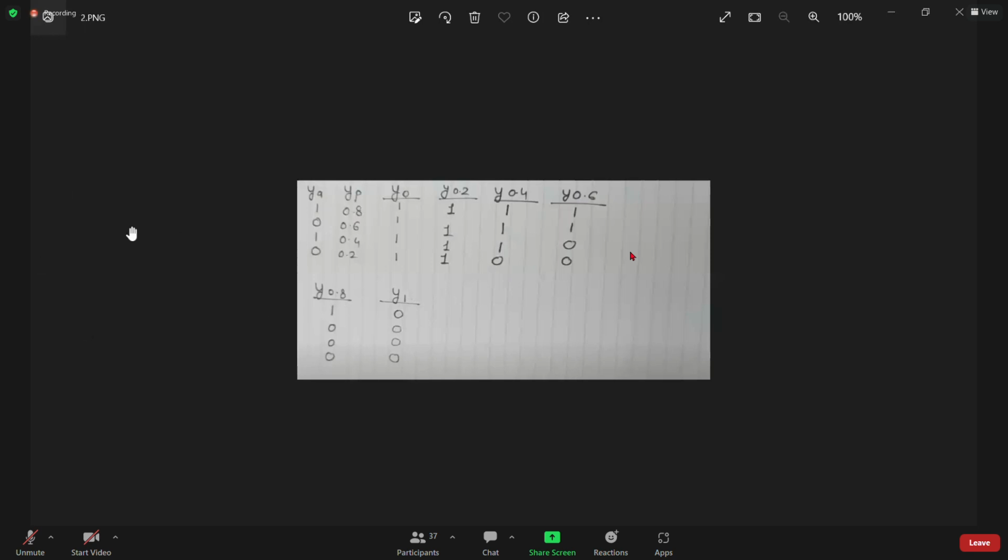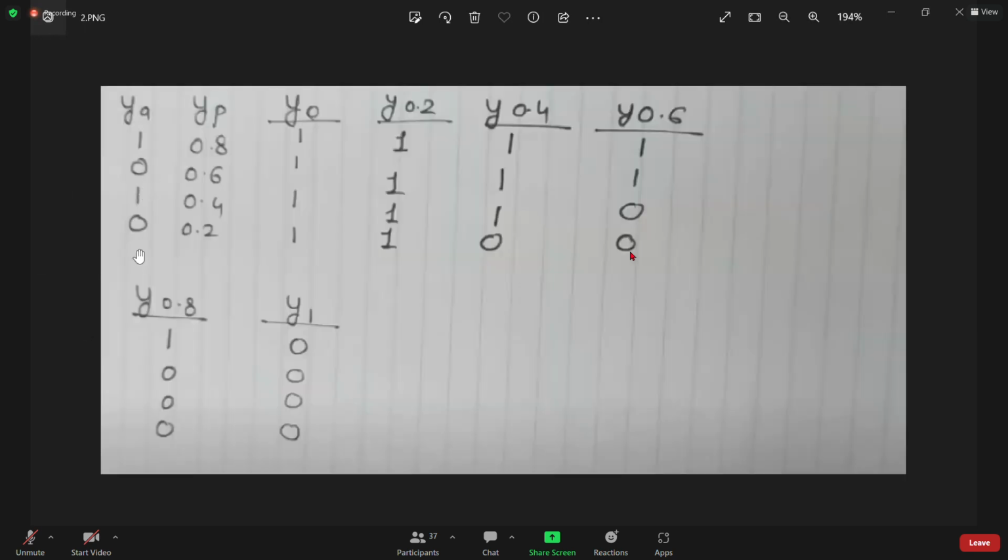Let's assume the actual values are 1, 0, 1, 0, and the model predicts probabilities 0.8, 0.6, 0.4, 0.2. We need to check at each threshold. As always, we plot between 0 and 1, isn't it? But before we plot, we split the criteria into probabilities.